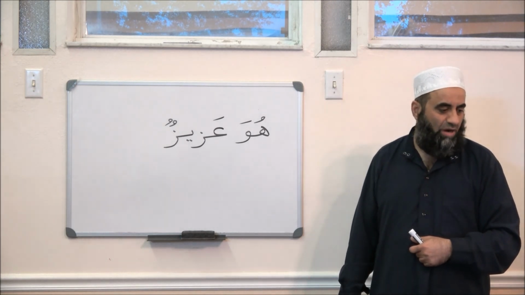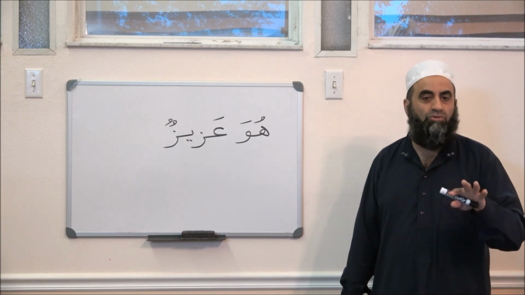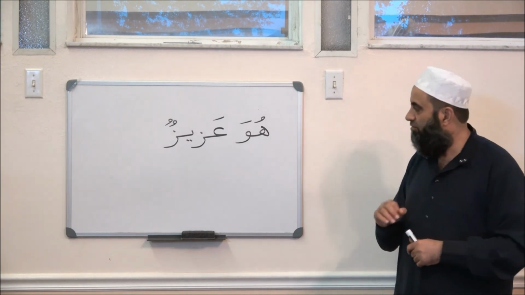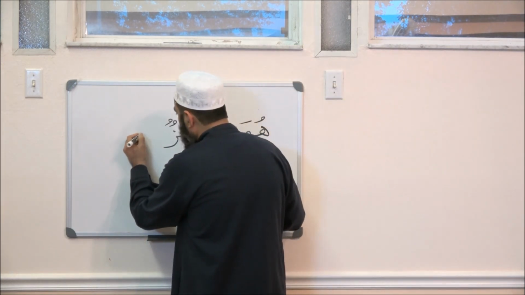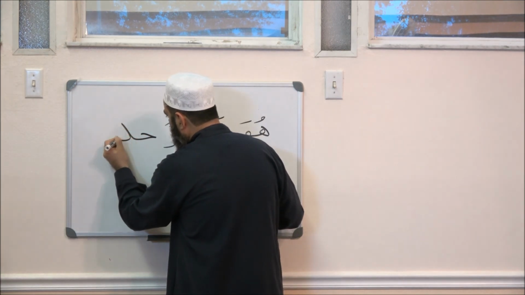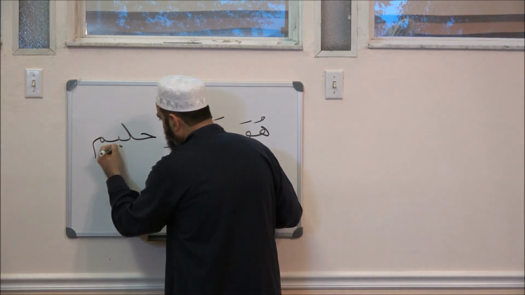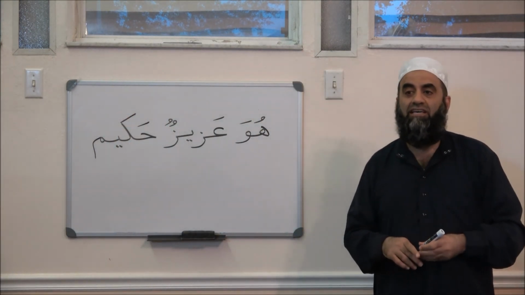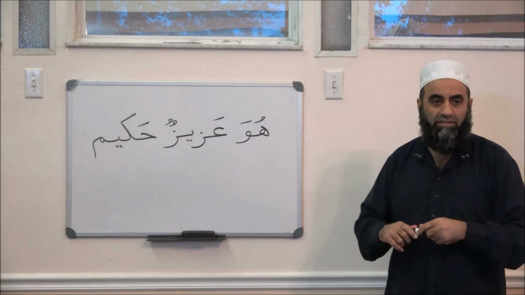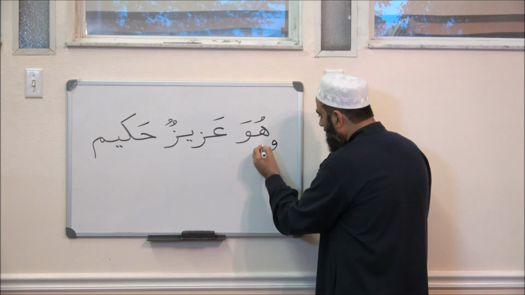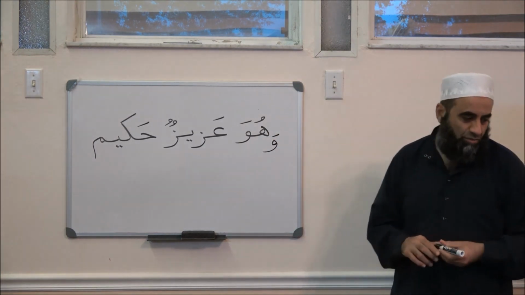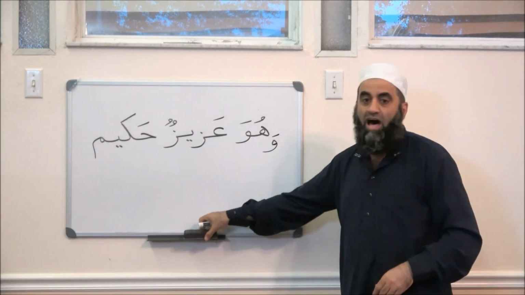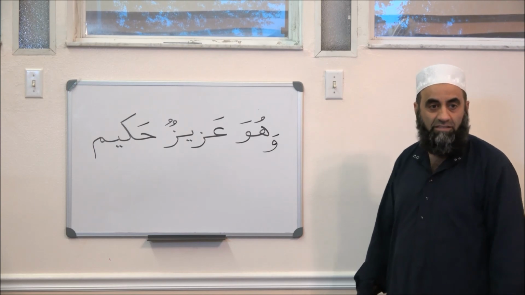Wise. Did I say wise or merciful? Well, let's translate wise. He is mighty, wise. Hakim. Very good. How about, and he is mighty, wise? Just add the letter wa, which means and. Wa huwa azizun hakim.